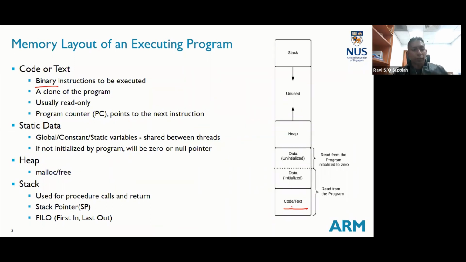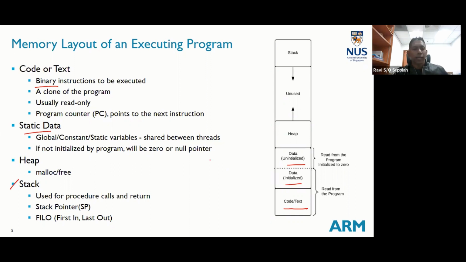Then at the same time you have data. So data, you have initialized and uninitialized data. So that also occupies some memory. Then you have static data as well. So that occupies some aspect of the memory. Then in terms of dynamic allocation, you have stack and heap.